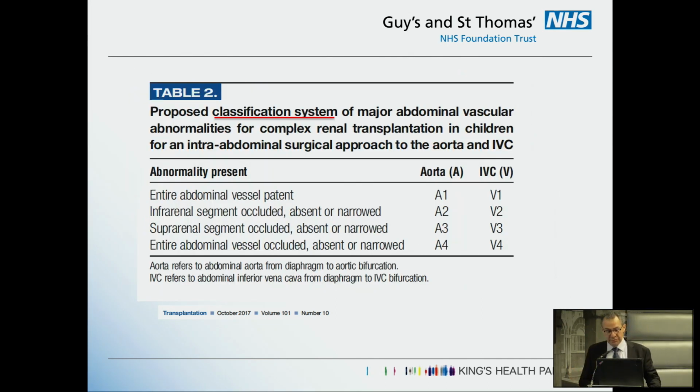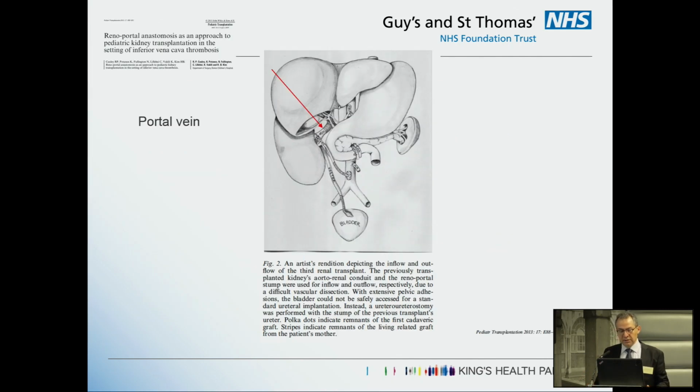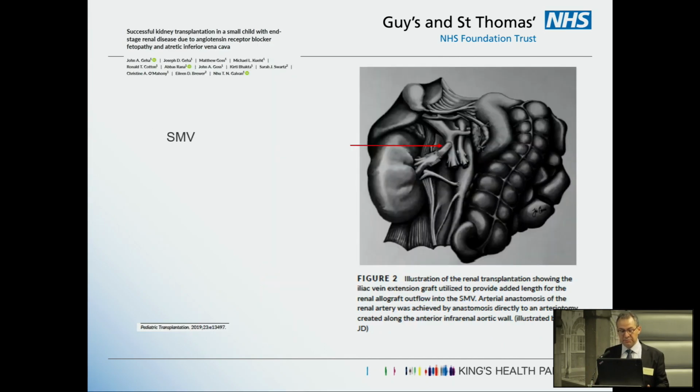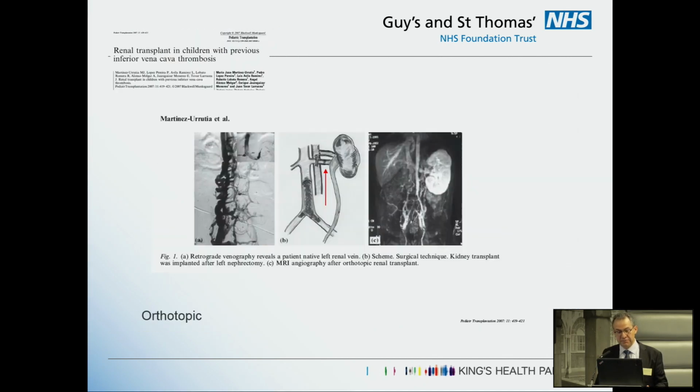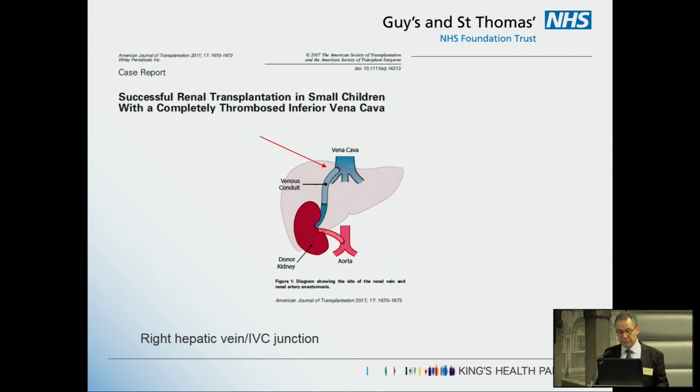And in this same paper, we talk about the classification system with respect to the aorta and IVC, labeled as A and B, to indicate the patency. A1, B1 being normal, and the worst being A4 and B4, as you can see here. As we said before, we could have utilized the portal vein potentially, like in this paper, the SMV, as in this paper. Orthotopic transplantation has been done before, as you can see here, or in this paper from the US, where they use the junction between the IVC and the right hepatic vein.